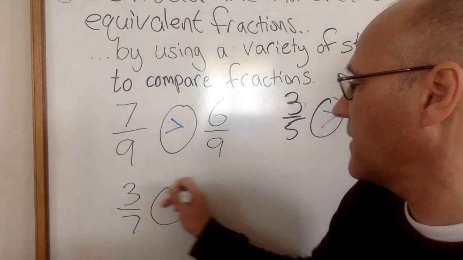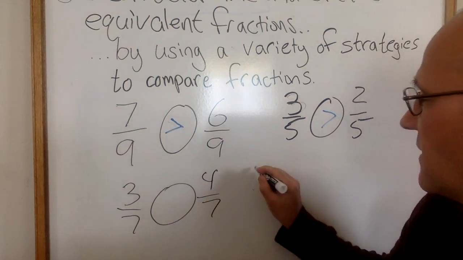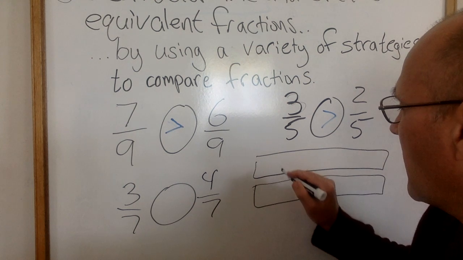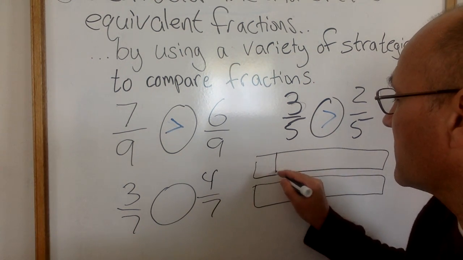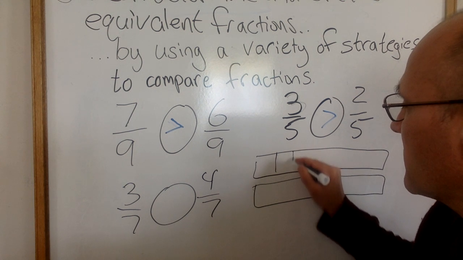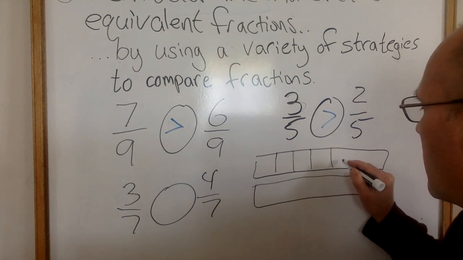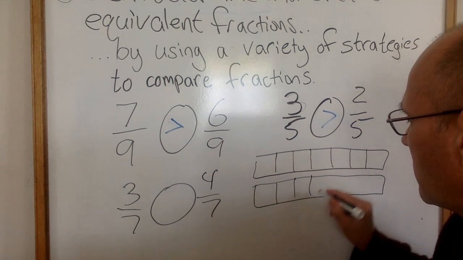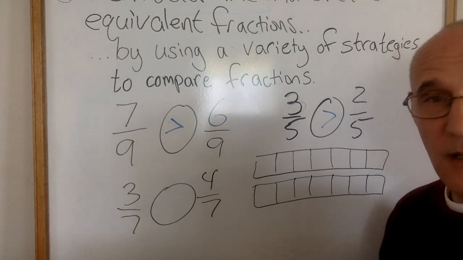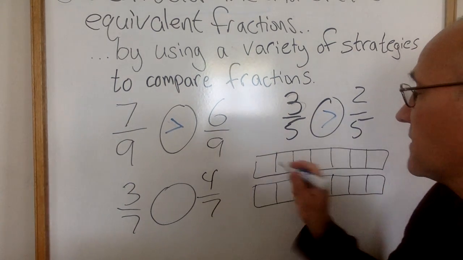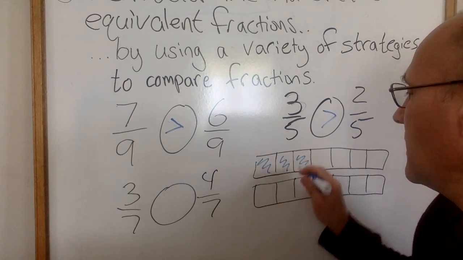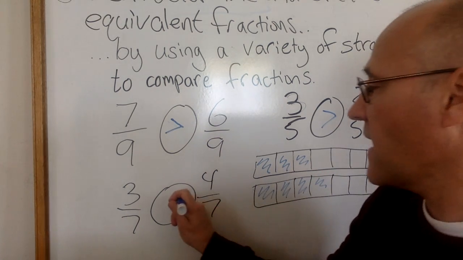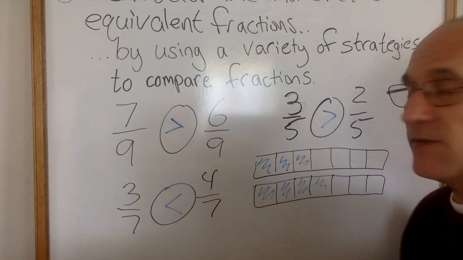Three sevenths compared to 4/7. And now, to partition into 7 equal parts, I'm going to make 6 cuts. That's 2 parts, 3 parts, 4 parts, 5 parts, 6 parts, 7 parts. 1, 2, 3, 4, 5, 6, 7. Now, 3/7, 1, 2, 3, compared to 4/7. 1, 2, 3, 4. 3/7 is less than 4/7.